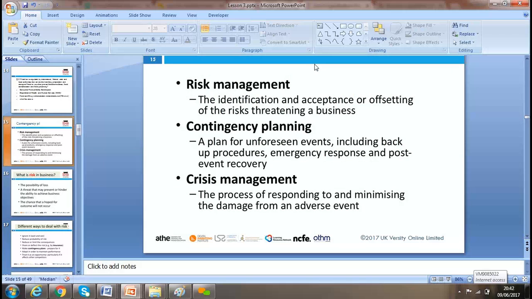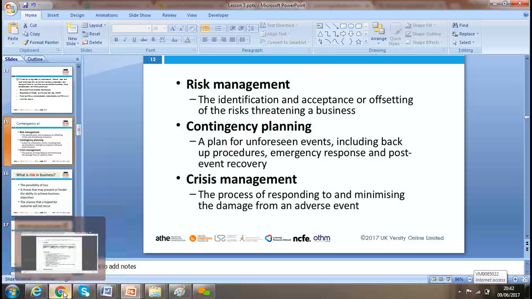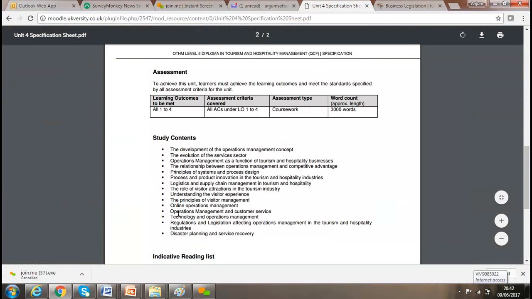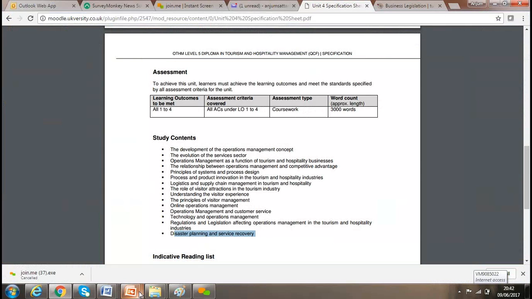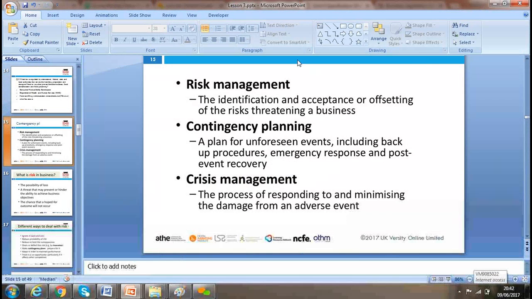In some countries, local authorities regulate. In some countries, central government regulates, with different laws. You can add examples to meet the learning outcome. Next, our area of discussion is disaster planning and service recovery. Disaster planning. We're looking at some risks that lead to disaster as well. Risk management. Risk management is identification and accepting or offsetting the risk of business.